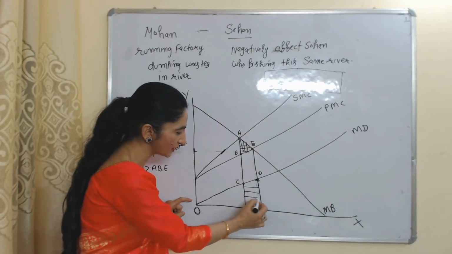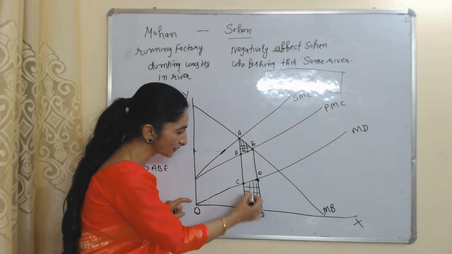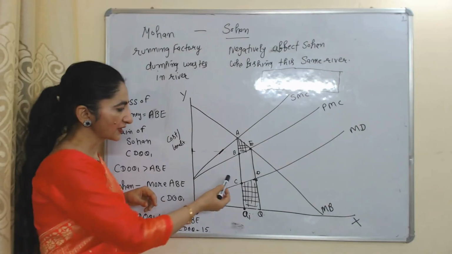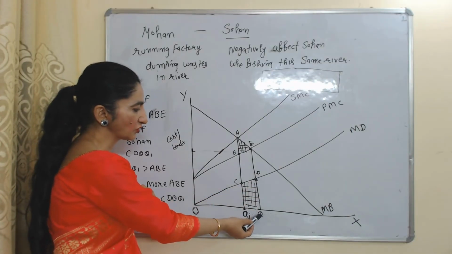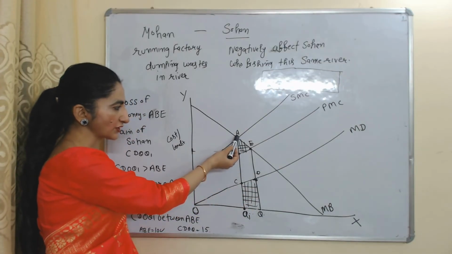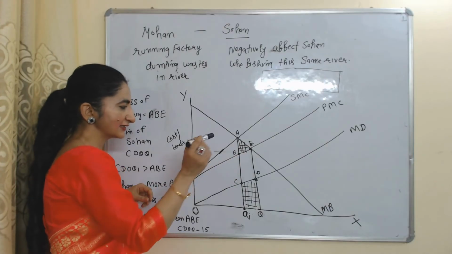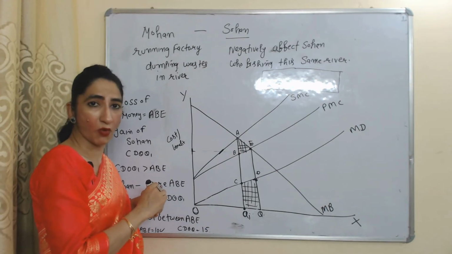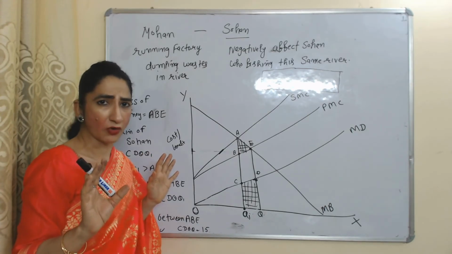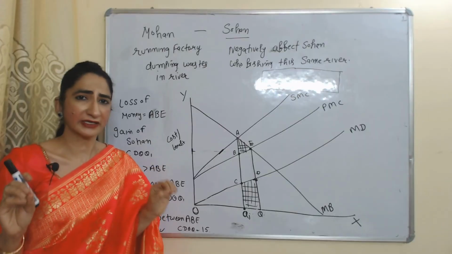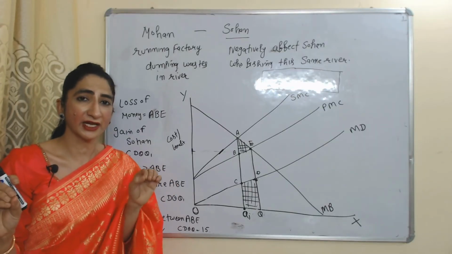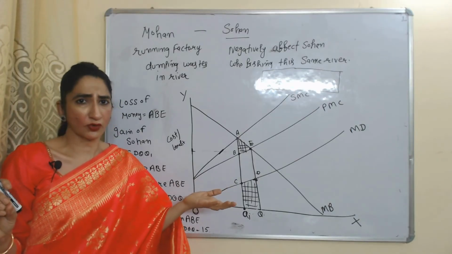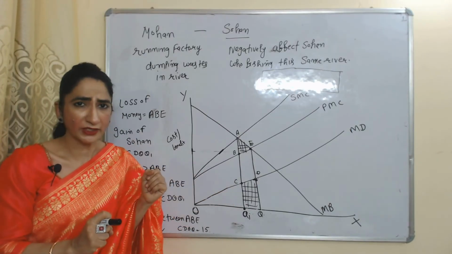This part, CDQQ1, will be called gain of Sohan because now Mohan has reduced his production. So CDQQ1 is more than ABE. That means the gain of Sohan is more than the loss of Mohan. When Mohan reduces output, in such a case bargaining is possible because the gain of Sohan is more than the loss of Mohan. So Sohan can easily pay some amount of money to Mohan.